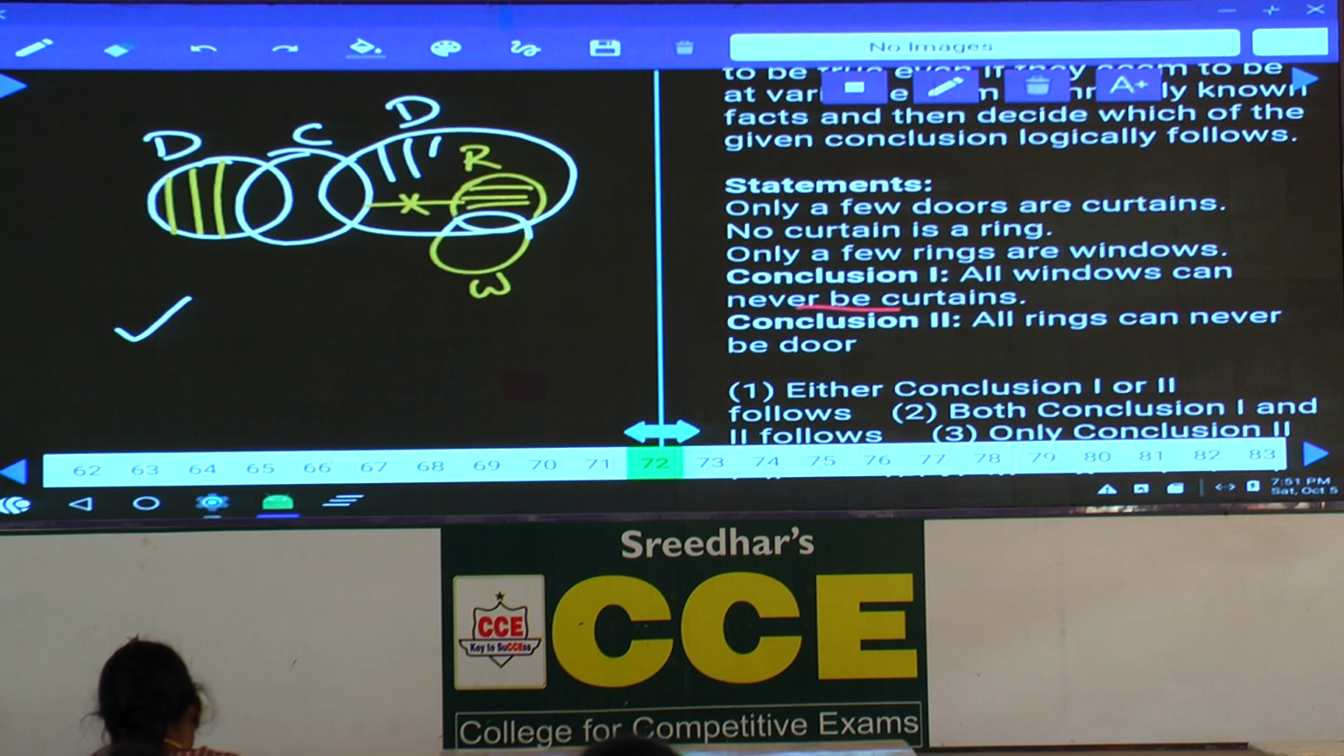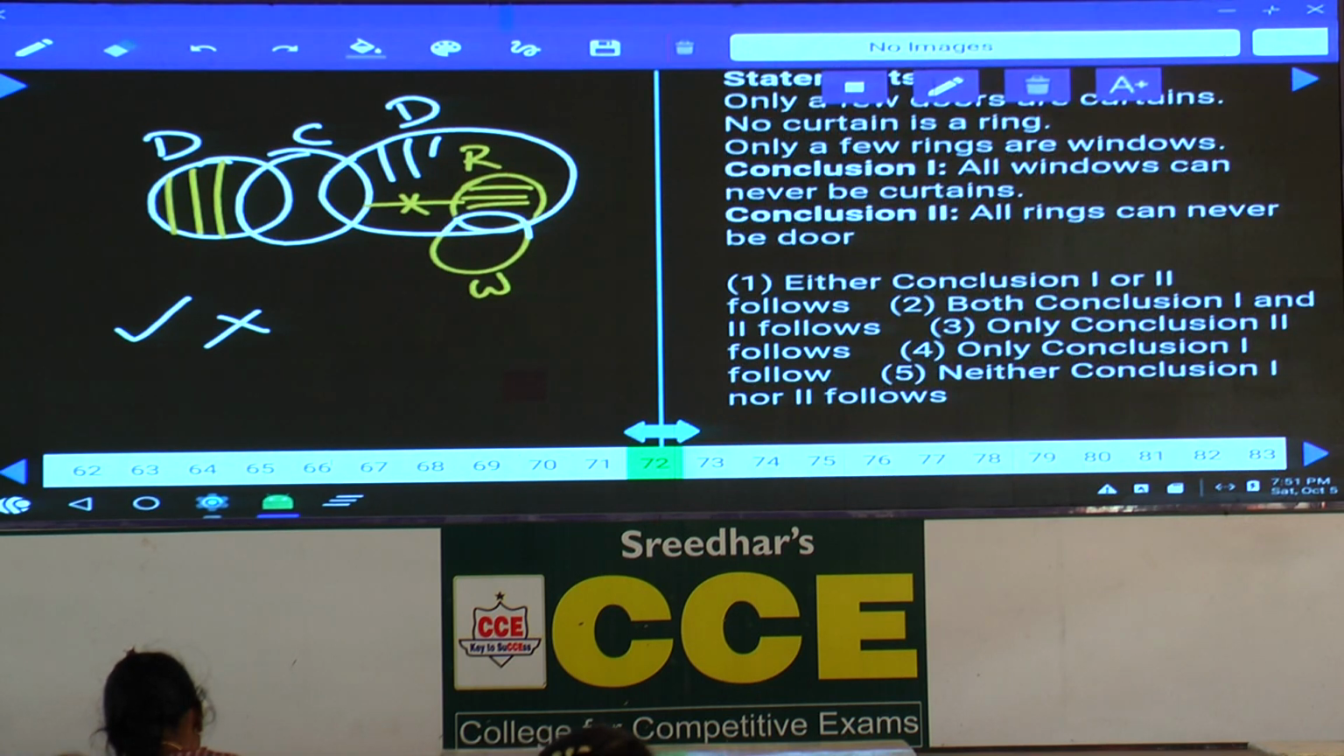And few rings are windows is also valid. All the statements are possible. Hence for me, all the statements are valid. For me it is possible. His claim is that it is not possible. That is wrong. Hence what is your answer? Only 1 is true, and it is given in choice 4. Yes, question number 72, it is choice 4.